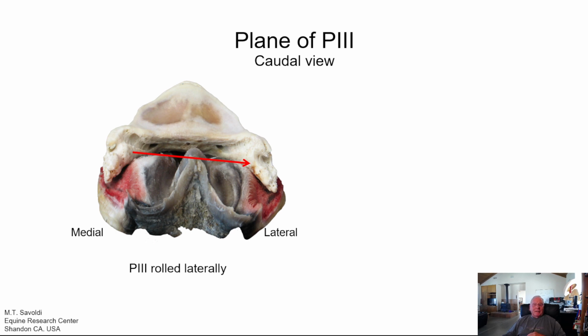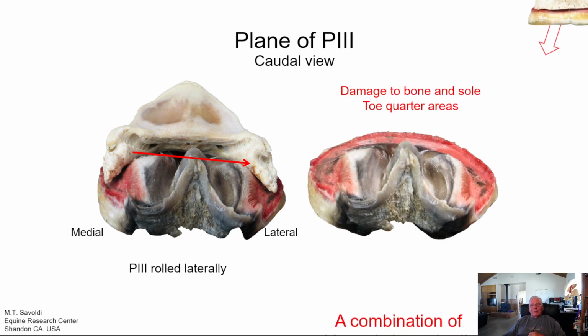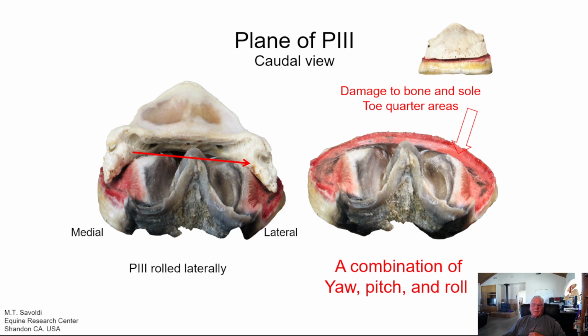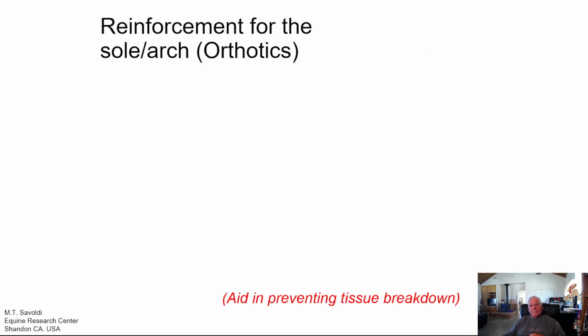So here we're just looking at the caudal portion of the bone. You can see how it's rolling over. And when we remove the bone, we can see the damage to the bone and sole in the toe quarter area. So we have a combination of yaw, pitch, and roll. It's a great way to explain what we're talking about. When I started saying these, these are terms that are very handy to use because they're recognizable terms when we're working around a central axis.